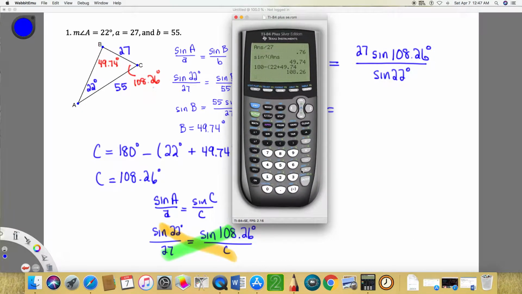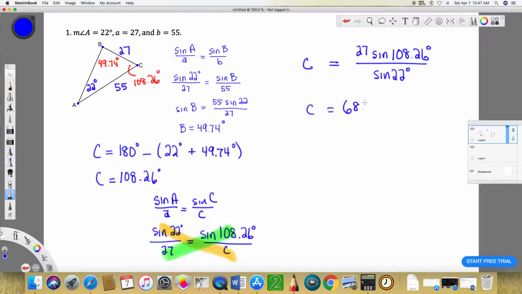So let's see what we've got. In the numerator, we've got 27 times the sine of 108.26, close that parenthesis, then divide that by the sine of 22. So I'm getting 68.45 units for the length of C. So that's one triangle. Well, I claim there's another triangle with this given information.